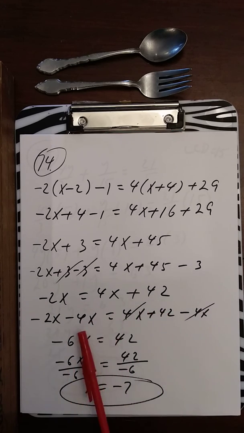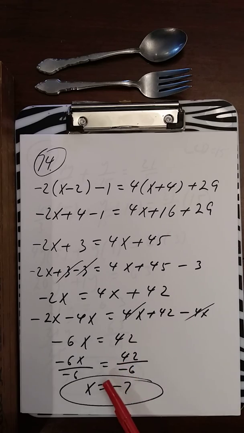So go minus 4x, both sides, these are gone. But we have negative 6x equals 42. Divided by negative 6, divided by negative 6. So x is negative 7.